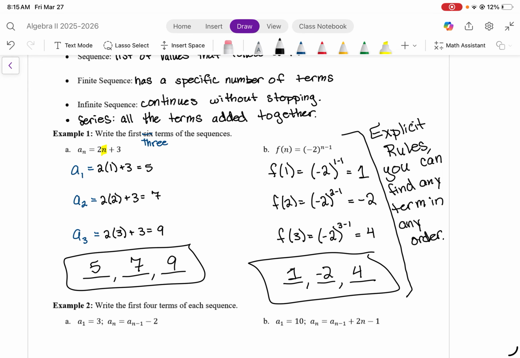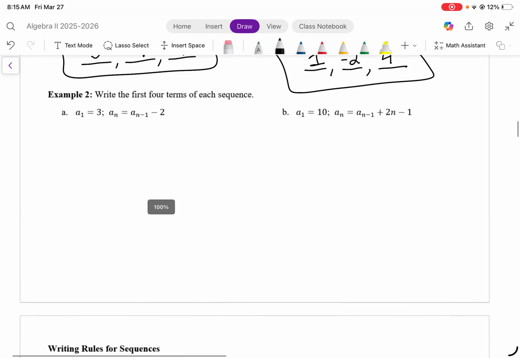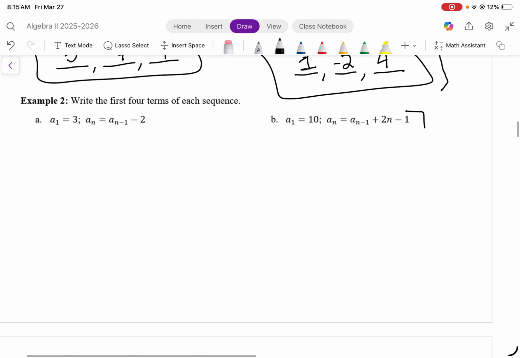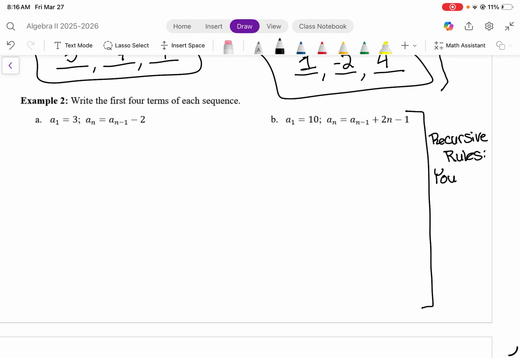Okay, for example 2, this is when we have recursive rules. Recursive rules, you have to find the terms in order, so you cannot skip any. Okay, these also have two parts.